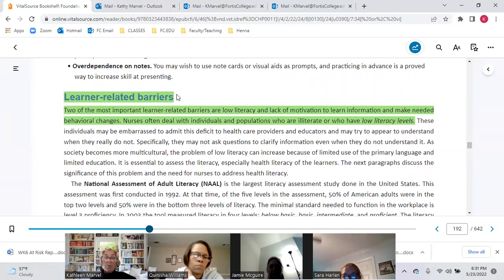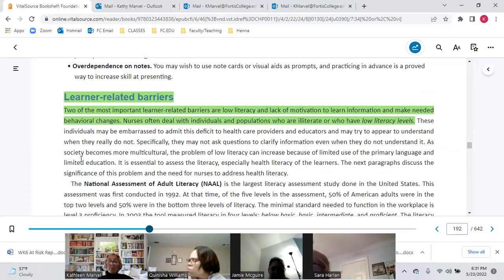And then with regards to learner barriers, the two most important learner related barriers are low literacy and lack of motivation. Okay? So low literacy and lack of motivation to learn information and make the needed behavioral changes, right? Nurses often deal with individuals and populations who are illiterate or have low literacy levels. And sometimes we don't know that, right?